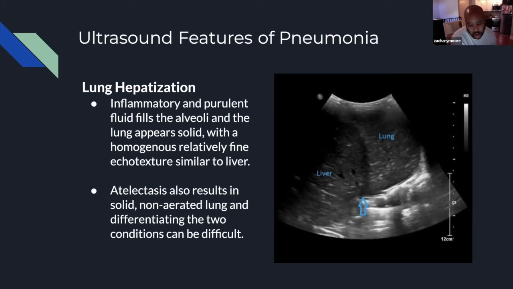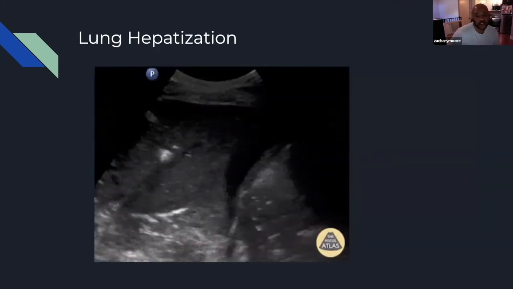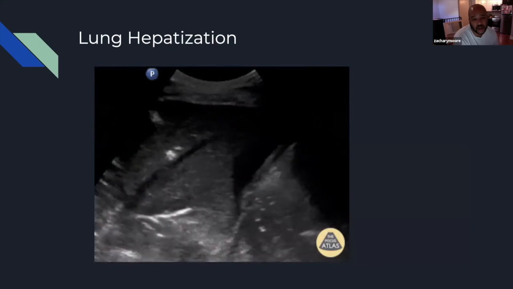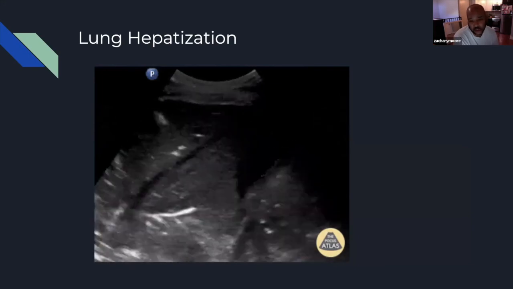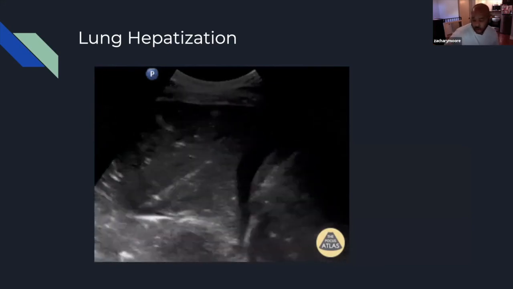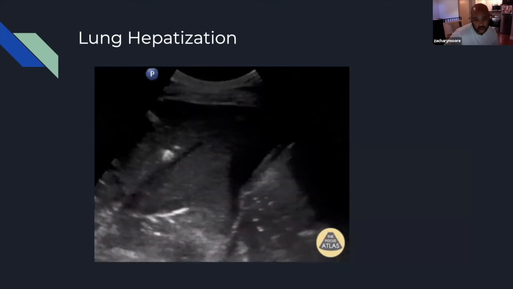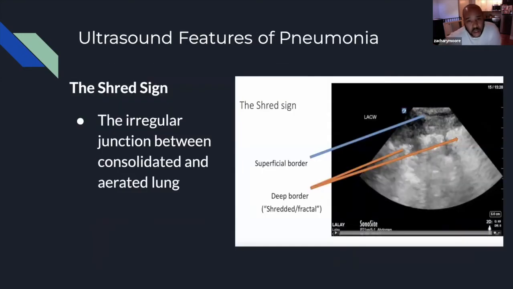Ultrasound overall helps to identify most causes of atelectasis, like a large pleural effusion, but there could be some small subtle findings, like some scalloping of the pleural borders, and so forth. So here's just live imaging of lung hepatization, with the lung and the liver looking similar. A next feature of pneumonia is the shred sign.